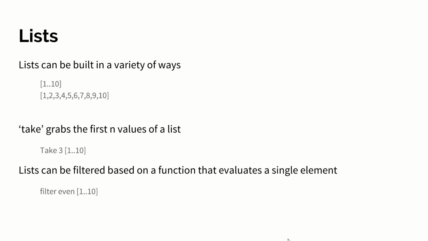Another useful operation that can be carried out on lists is filtering. Filtering takes a function and a list as arguments. The function should be able to evaluate a single member of the list and return true or false. Filter returns a list that contains only the values that the argument function returns true for. So the built-in function even only returns true if the number passed in as an argument is even. So if we filter even on the number list from 1 to 10, we will receive back a list that simply contains 2, 4, 6, 8, 10.